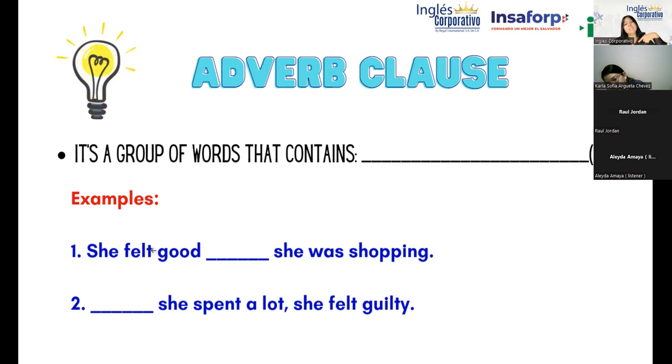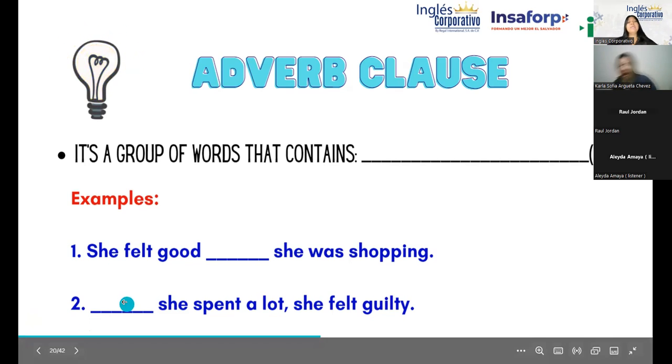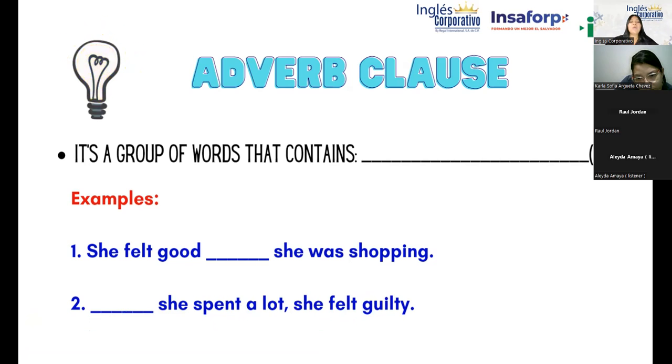If she spent a lot, she felt... In this case, we cannot add "if" because it is not a conditional sentence, okay? It should be "if she spends," in present, right? This is past and past. So no, it cannot be a conditional sentence. But okay, when she spent a lot, she felt guilty. Or because she spent a lot, she felt guilty, right? Reason. All right, okay.